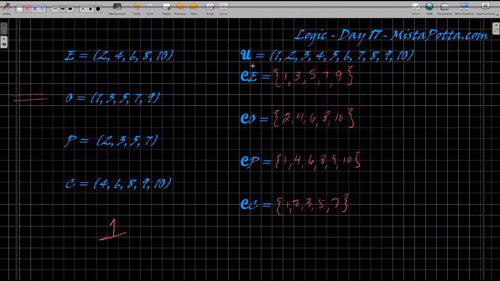When I'm talking about a universe set, my symbol for a universe is a capital cursive U. And when I'm talking about a complement, my symbol for a complement is a capital cursive C. And so that's why I'm using these different fonts when I'm talking about the universe or when I'm talking about complements.